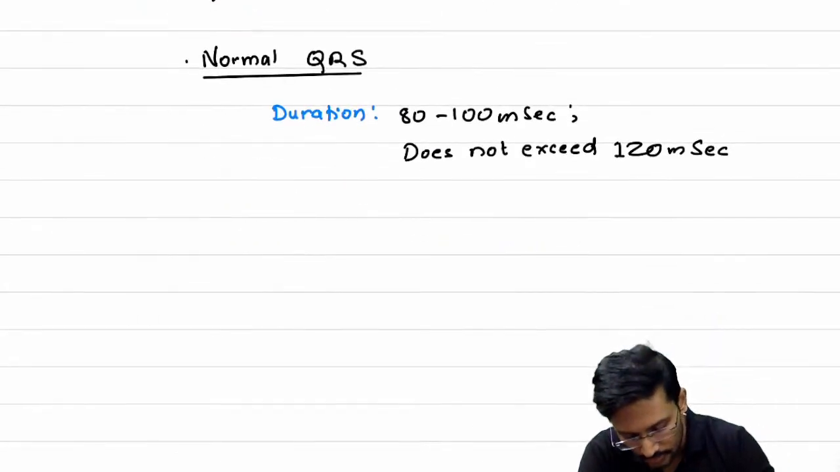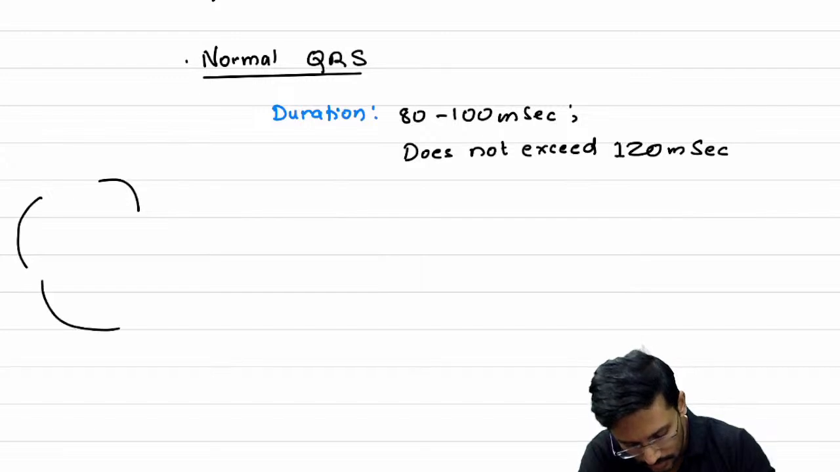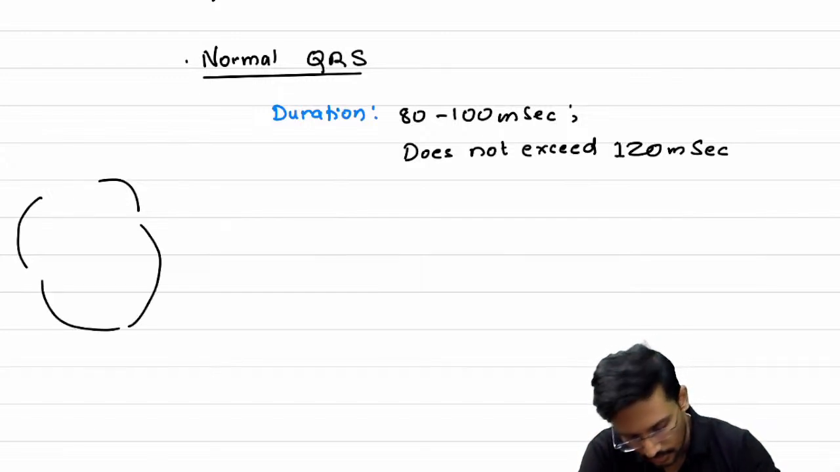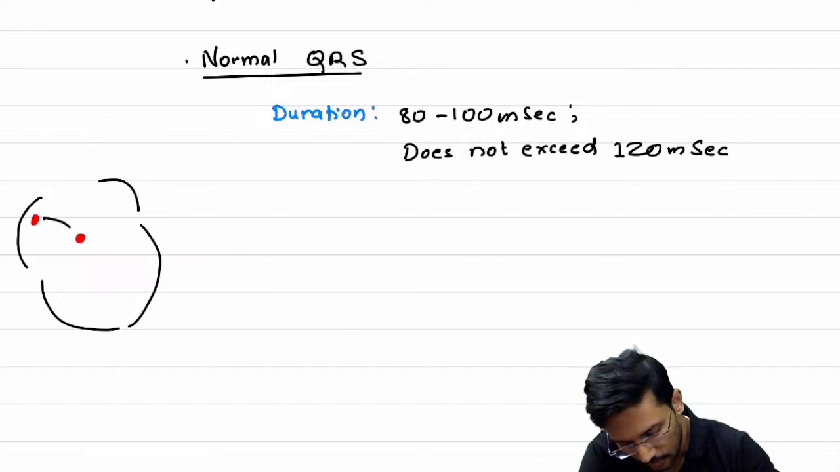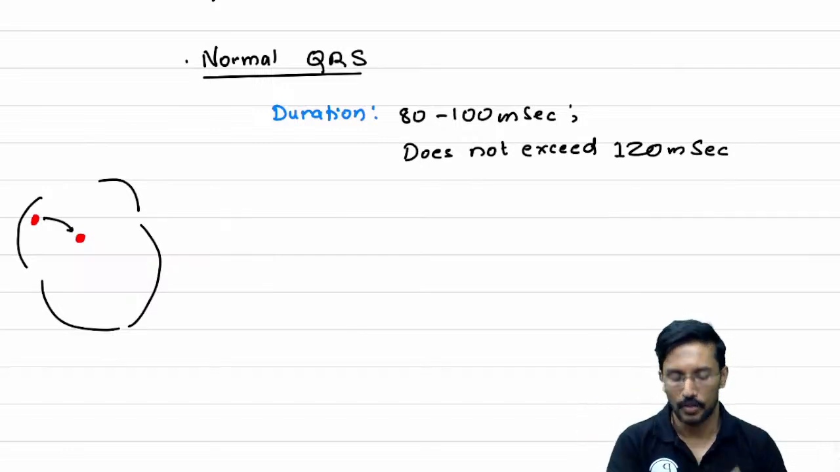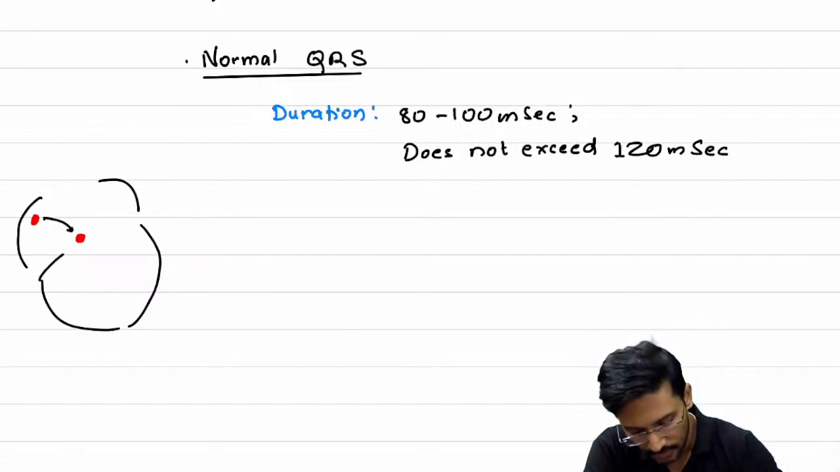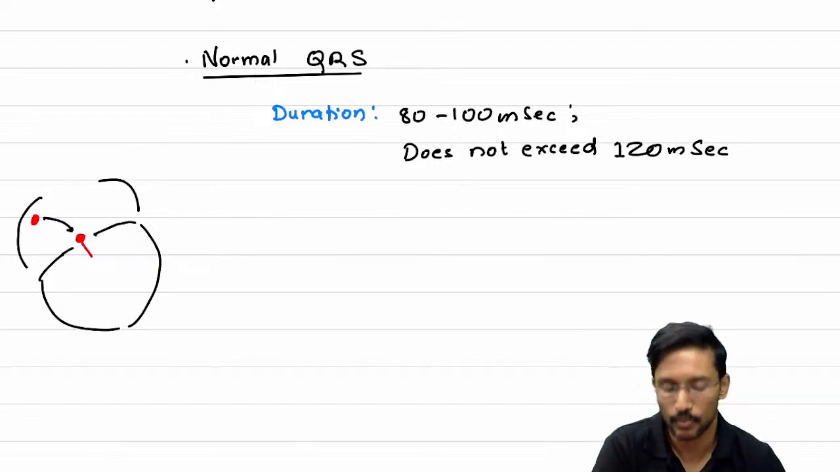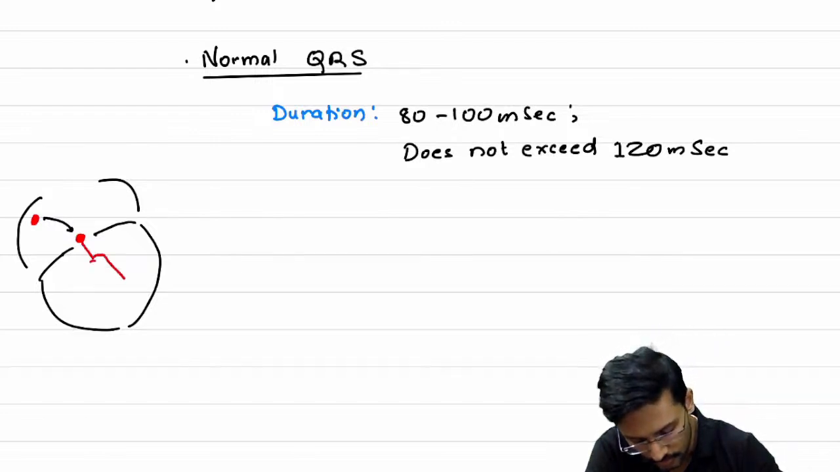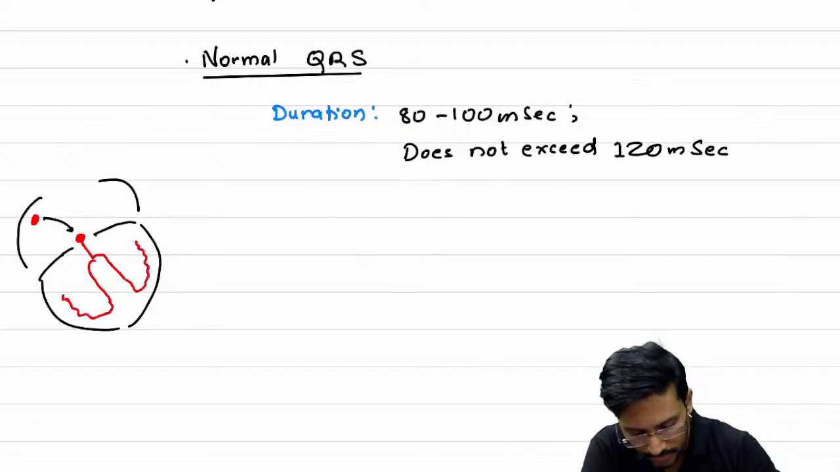Now this is my atria, these are my ventricles. This is where I have the SA node. This is where I have the AV node. So the impulse comes from the SA node to the AV node. The AV node picks that up, does the delay that it should do, and then passes down the impulse to the His bundle, to the His bundle branches, and from the His bundle branches to the ventricles through what we call Purkinje fibers.